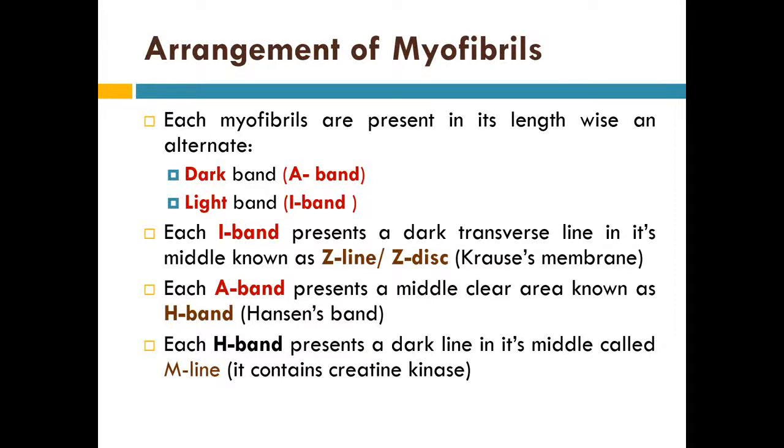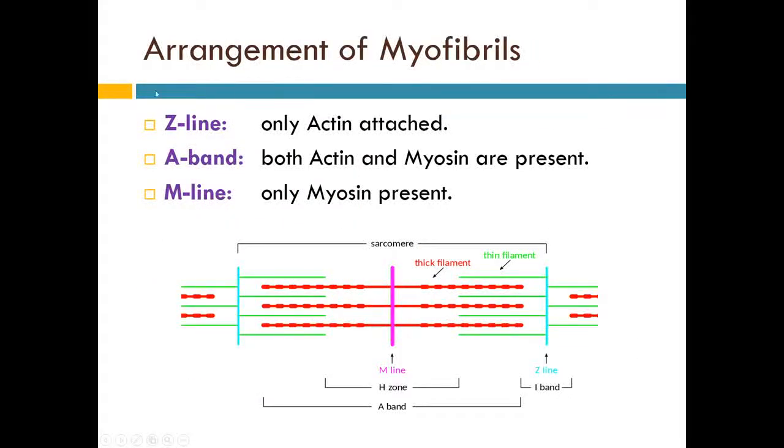Each A band presents a clear area in its middle, known as the H band or Hensen's band. Each H band presents a dark line in its middle, called the M line. It contains the creatine kinase enzyme. Now this is the arrangement.